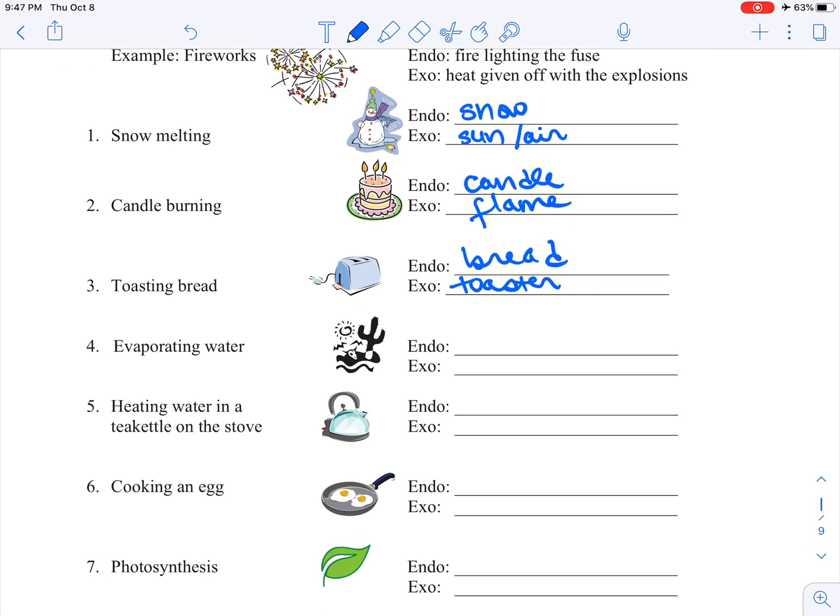Water evaporating. What is absorbing the heat? That would be the water. What is giving off heat? You can say the air. You could say surroundings. You could say the sun. Anything that's giving off heat, the water is absorbing it.